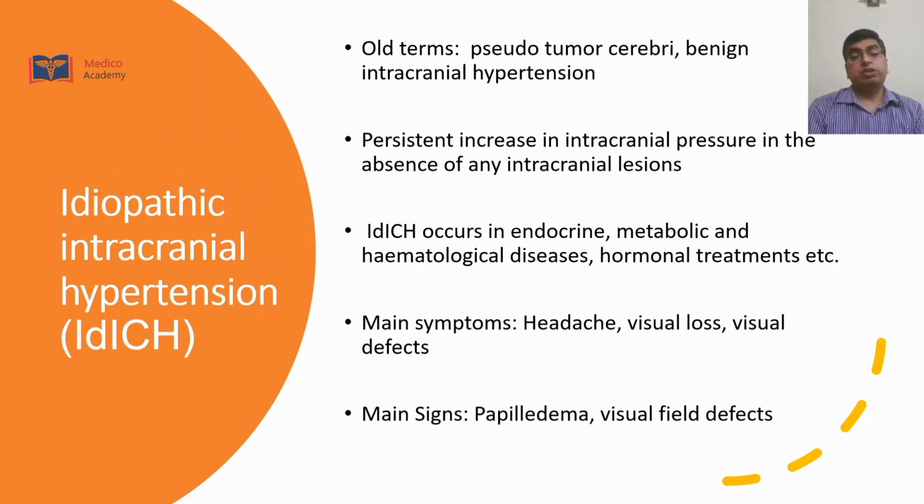Then the fourth main cause is idiopathic intracranial hypertension. Before, it was known as pseudotumor cerebri or benign intracranial hypertension. This is defined when there is a raised intracranial pressure but we don't have any intracranial lesion or any definite cause. But it happens due to endocrine, metabolic and hematological diseases or hormonal treatments. The main symptoms of intracranial hypertension are headache, visual loss and visual defects, signs of papilledema, and visual field defects.